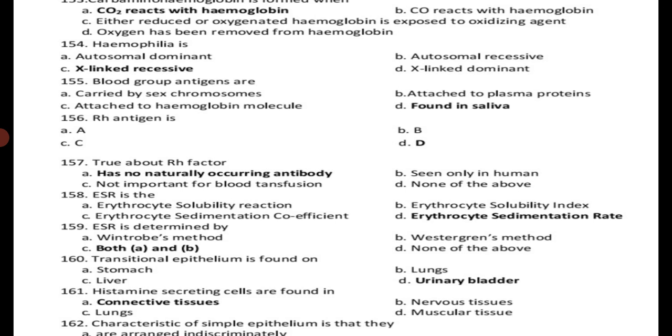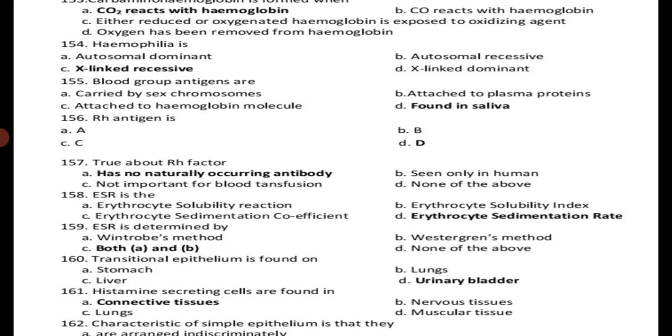Then moving to the next question, question number 160, transitional epithelium is found in. Transitional epithelium is found in the urinary bladder, urethra, or ureters. Transitional epithelium, also known as urothelium, is present in the lining of urethra, ureters, and urinary bladder. So option D is the answer of it.